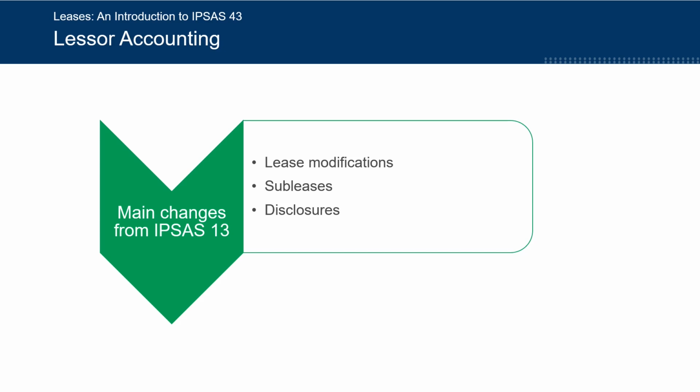IPSAS 43 classifies subleases by intermediate lessors by reference to the right of use assets arising from the head lease and not by reference to the underlying asset itself, which differs from the current requirements in IPSAS 13. And finally, IPSAS 43 enhanced disclosures to better evaluate the amount, timing, and uncertainty of cash flows arising from a lessor's leasing activities, such as table of income, information about residual asset risk, information about assets subject to operating leases, maturity analysis, and changes in the net investment in finance leases.